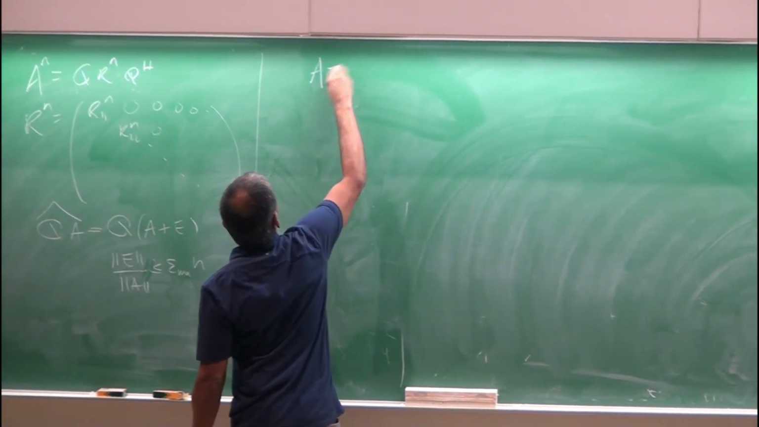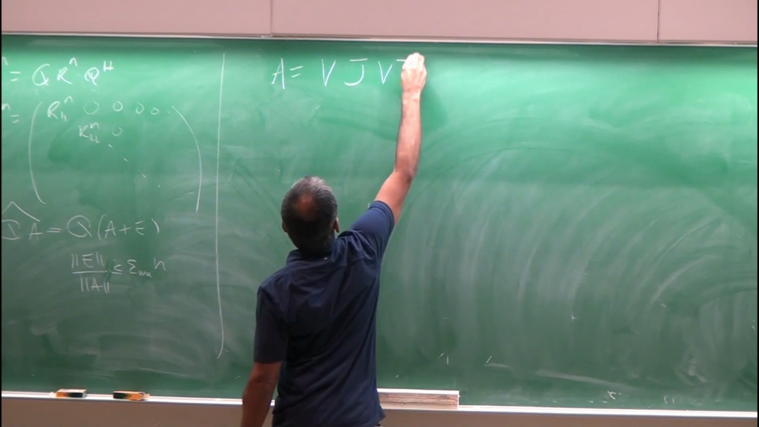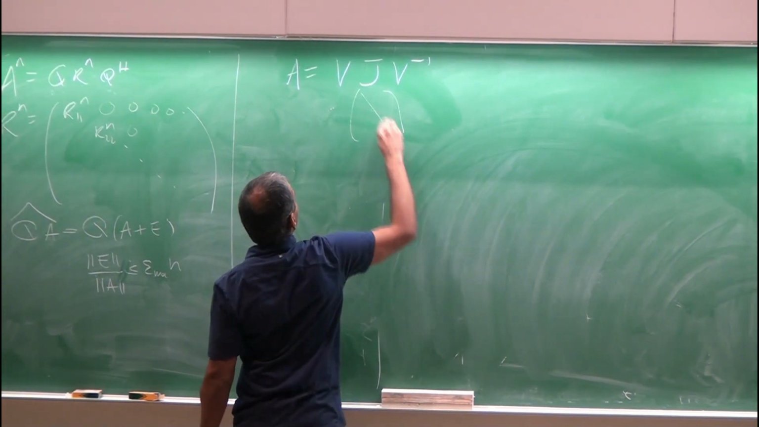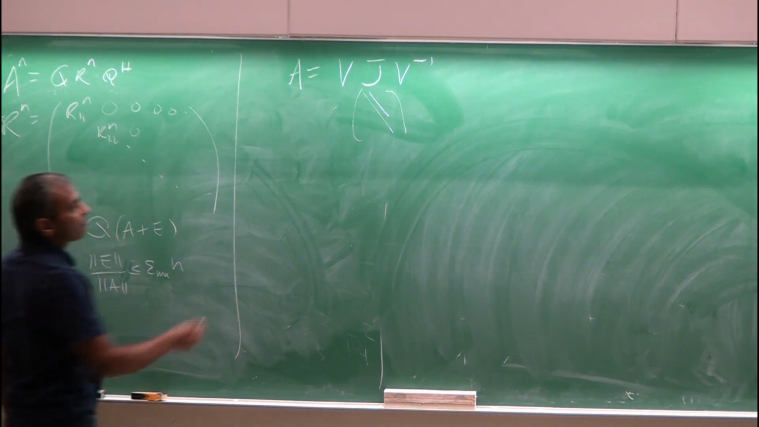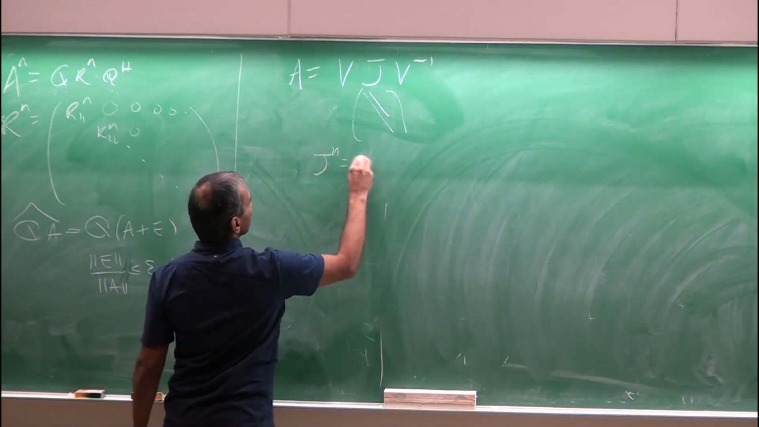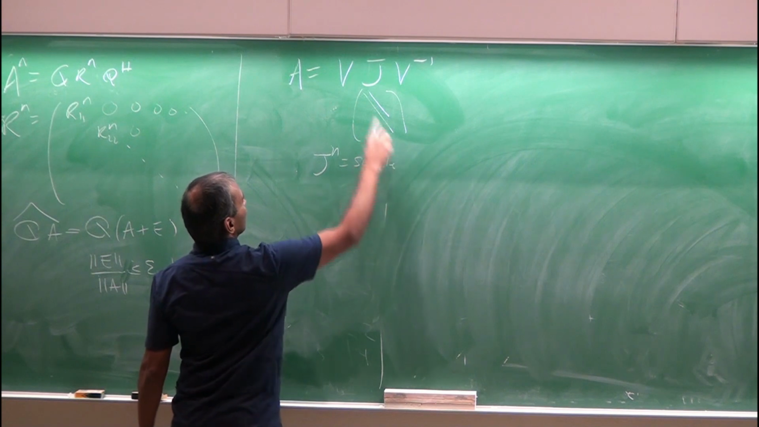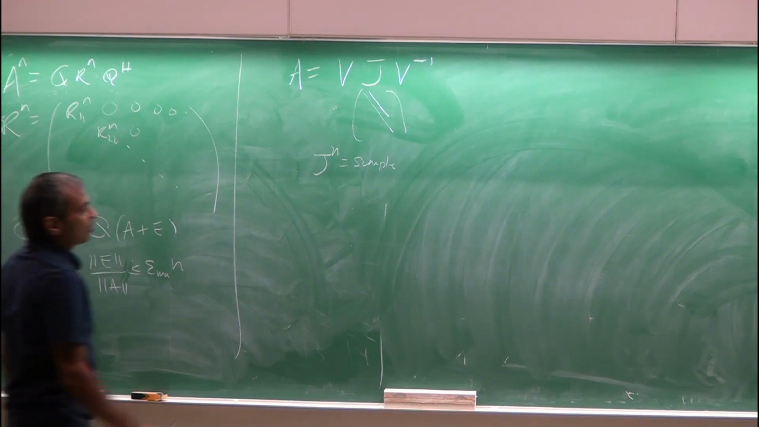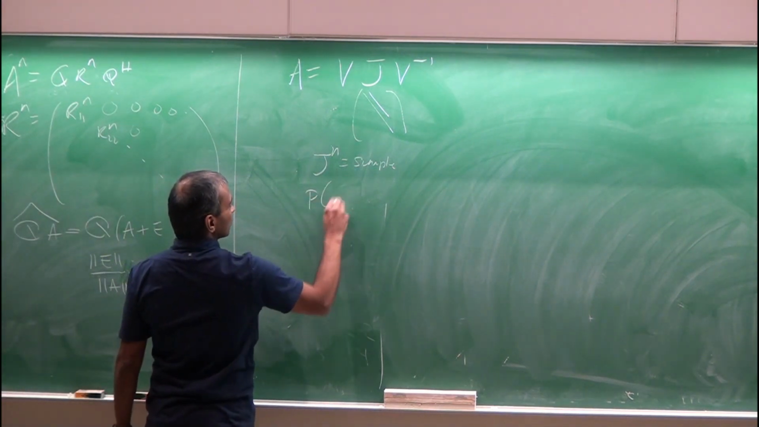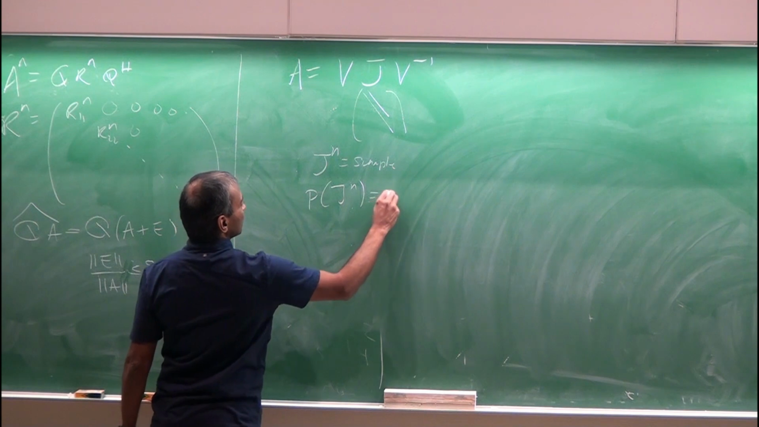So what we're going to show is that A can be written as V J V inverse, where the matrix J is actually bidiagonal now. Not only is the matrix J bidiagonal, you can find simple formulas for J to the power of n. It's actually a very special bidiagonal matrix, so we can easily find simple formulas for J to the power of n, and not only that, but simple formulas for any polynomial in J are easy to find.